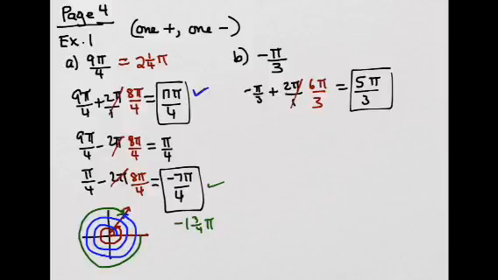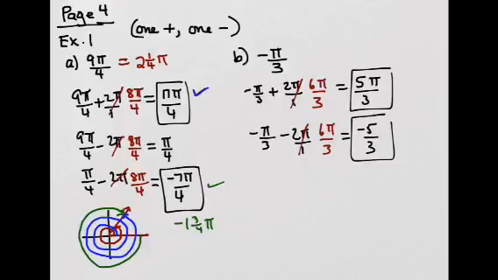For the negative angle, negative pi over 3 minus 2 pi. So again, that's another 6/3 pi. And so that's negative 5 pi over 3, and there's your negative angle. Forgot to add the pi, sorry. Okay, and so here's the positive, and here's the negative.